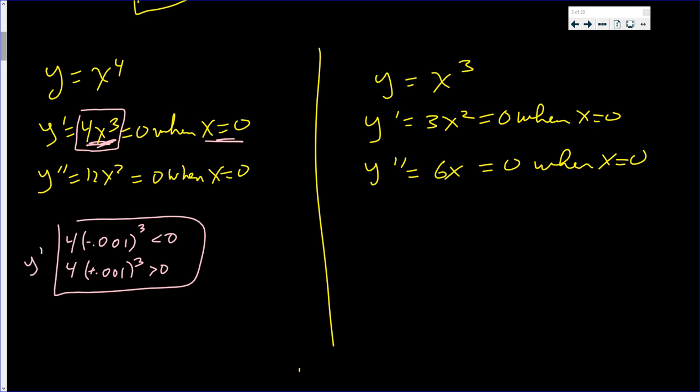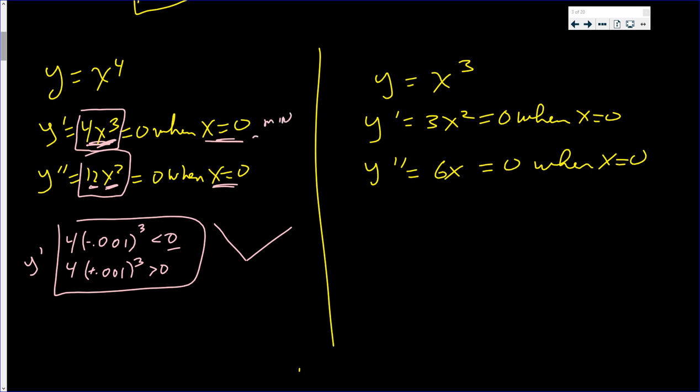That's for the first derivative. Now, the second derivative, as long as x is not 0, x squared is positive and 12 is positive. It's always positive around 0. Not at 0, but around 0. That is, there's no sign change. It went from a negative slope to a positive slope.